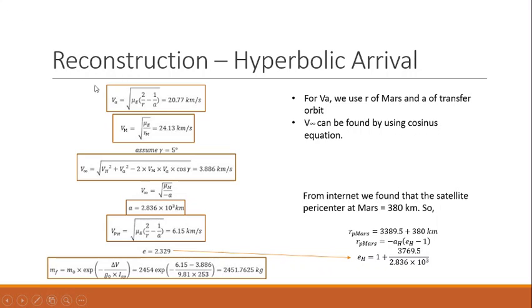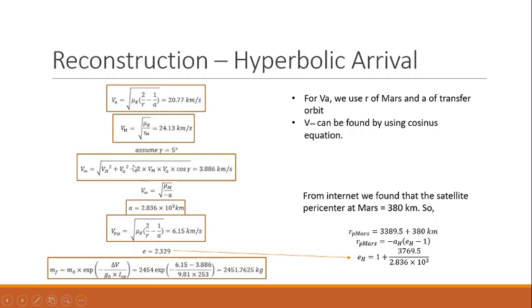For the arrival, we first needed to find the V arrival by using the vis-viva equation. We get it by using the R of Mars and A of the transfer orbit, and we get the V arrival as 20.77 kilometers per second, and we can find the V of Mars too by using the vis-viva equation, and we get it as 24.13 kilometers per second.